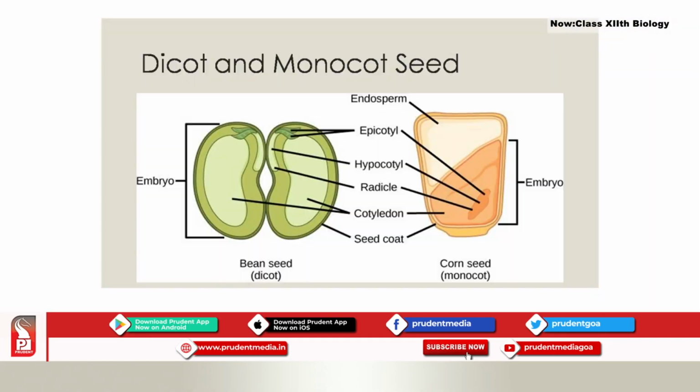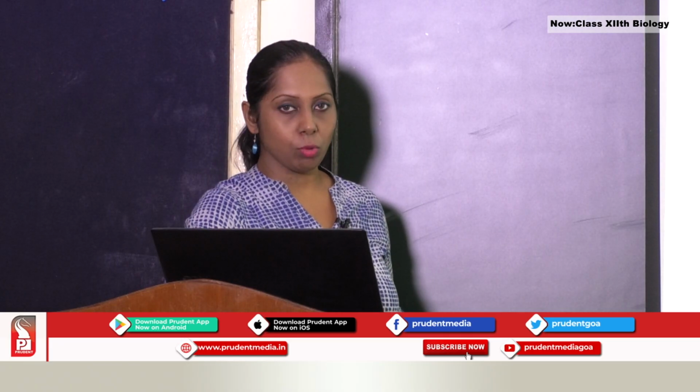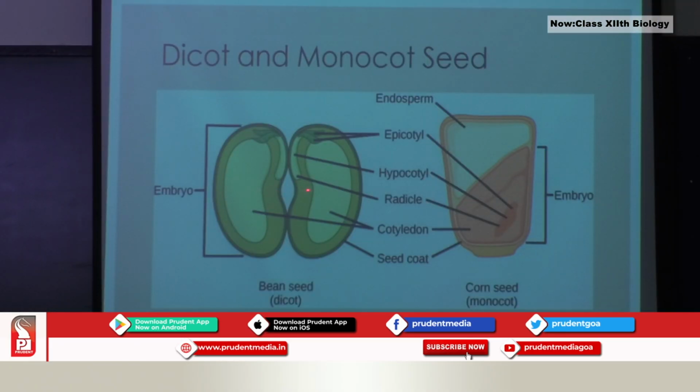So we have the two seeds, the dicot and the monocot seed. You have here the dicot seed and the monocot seed, the bean seed and the maize seed. As you see over here, we have two cotyledons. That's why it is a dicot seed. It has two cotyledons, the radicle, and the epicotyl and hypocotyl region. In this section you notice there is endosperm. There is the cotyledon also. And of course you have the epicotyl and hypocotyl regions seen in the corn seed.